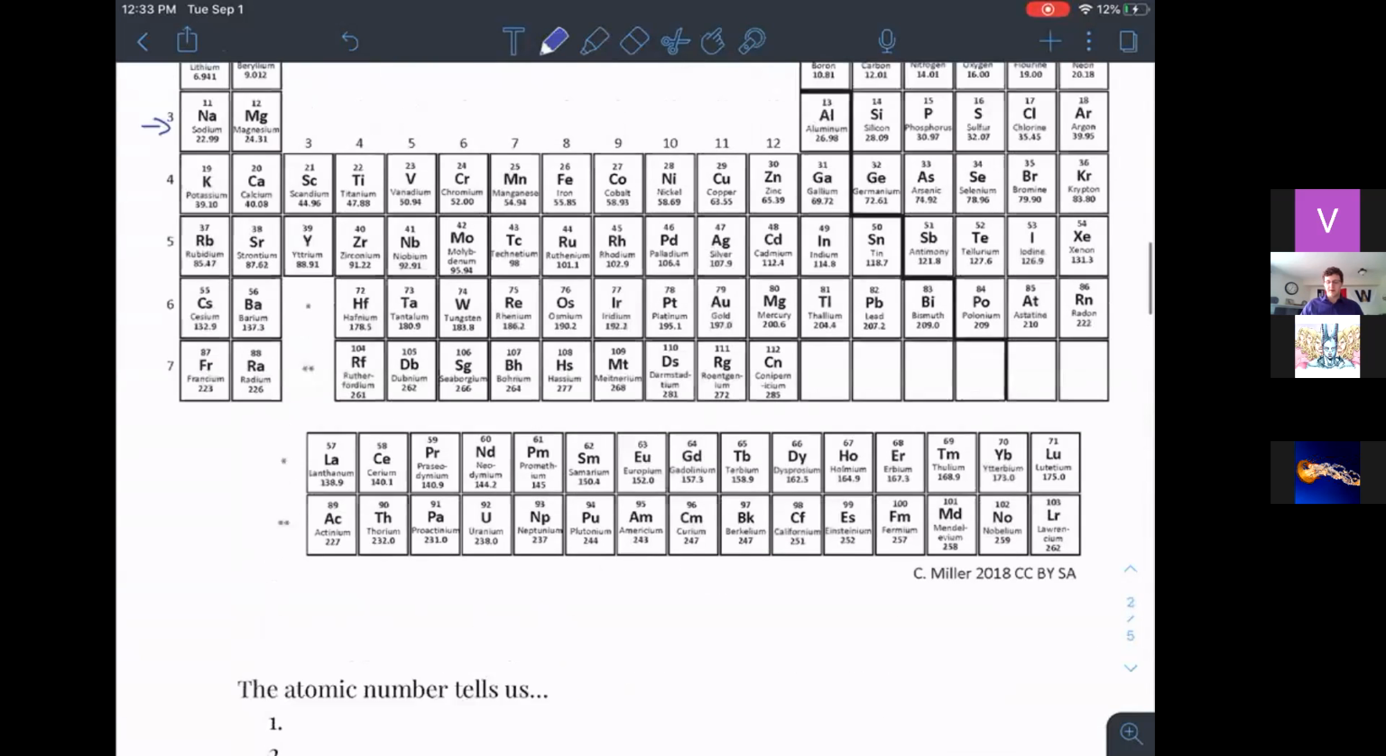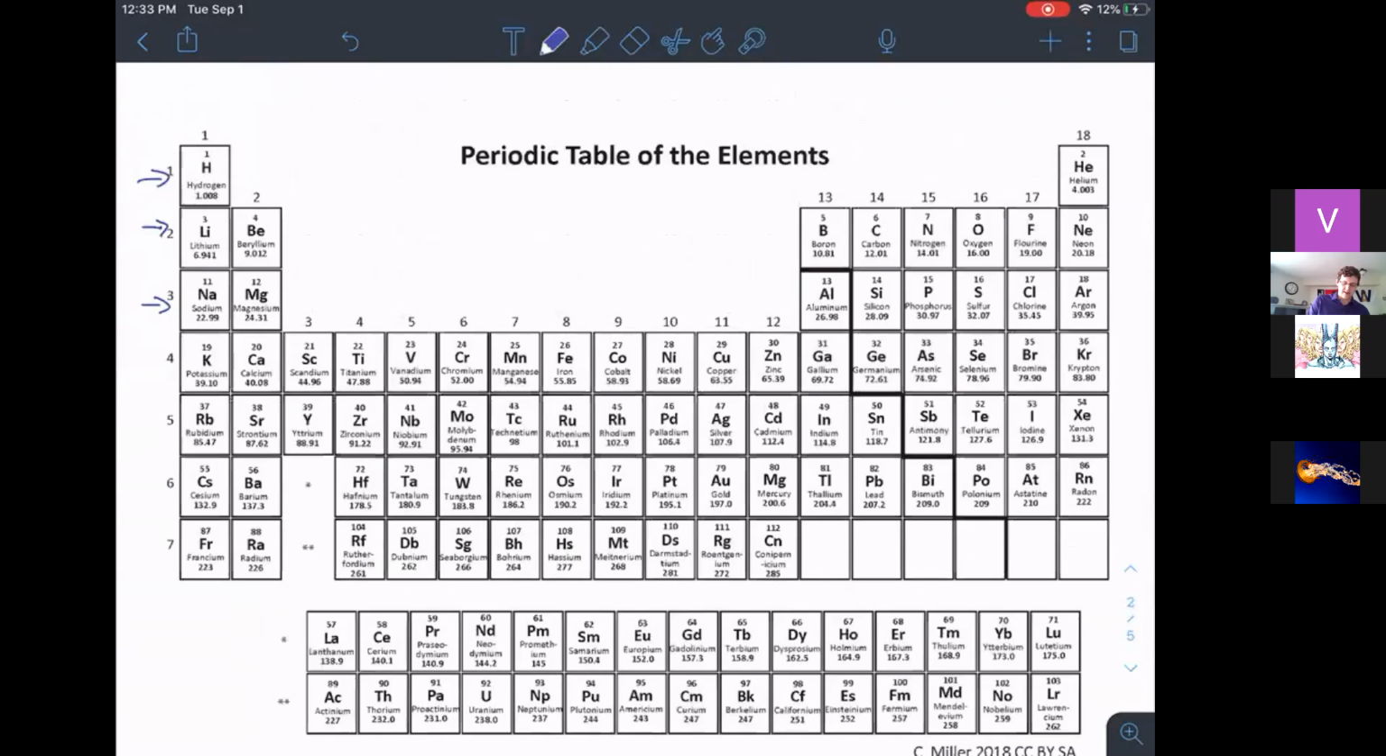So go ahead and work on this worksheet, remembering that the periods go across the row, the groups go down the columns. And then I'll be here on Zoom if you have any questions. Otherwise, you guys are good to go. That's all I really have for you today.